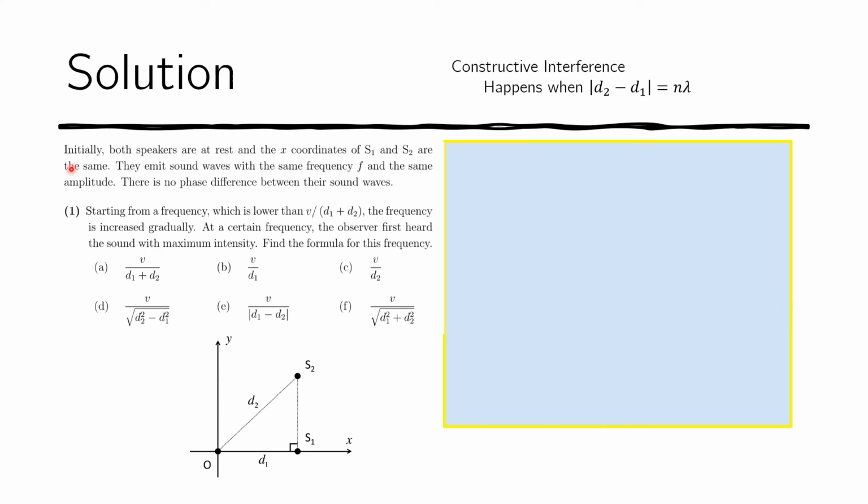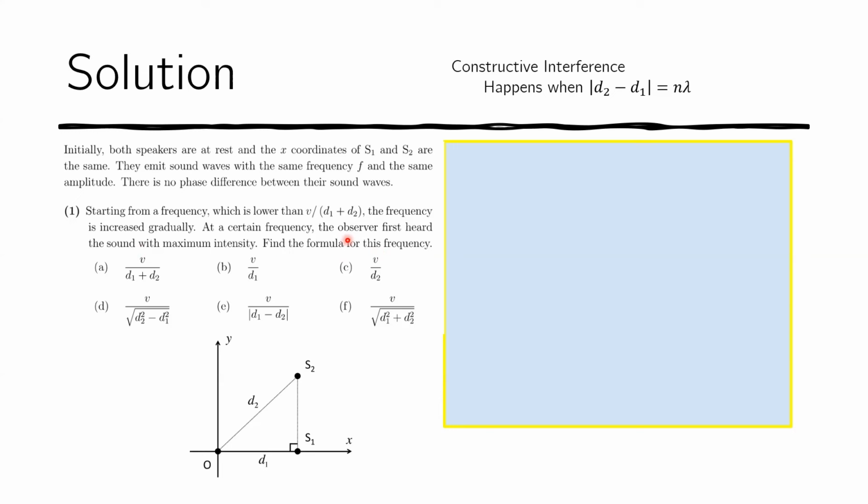The first part of the problem reads, initially both speakers are at rest and the x-coordinates of S sub 1 and S sub 2 are the same. They emit sound waves with the same frequency f and the same amplitude. There is no phase difference between their sound waves. Starting from a frequency which is lower than v over d sub 1 plus d sub 2, the frequency is increased gradually. At a certain frequency, the observer first heard the sound with maximum intensity. Find the formula for this frequency.